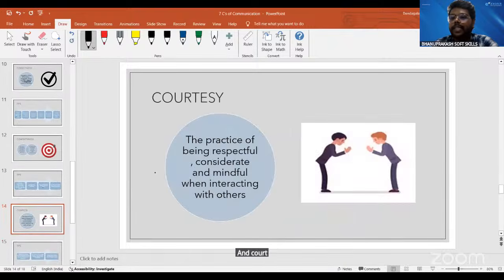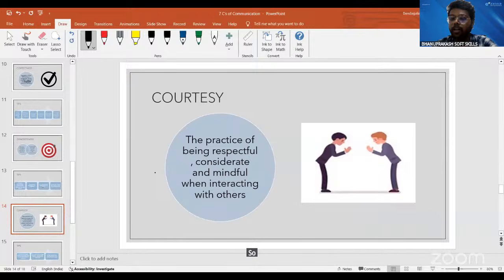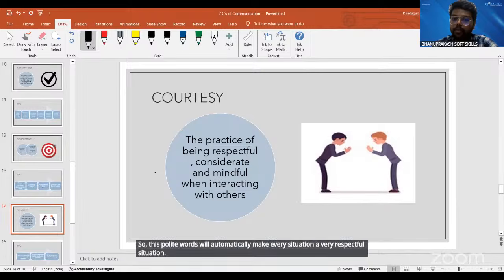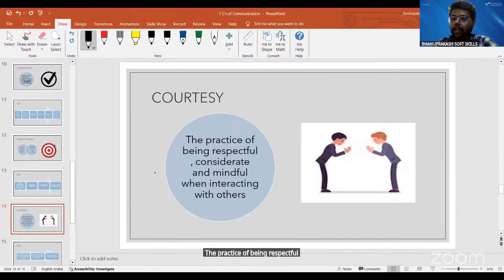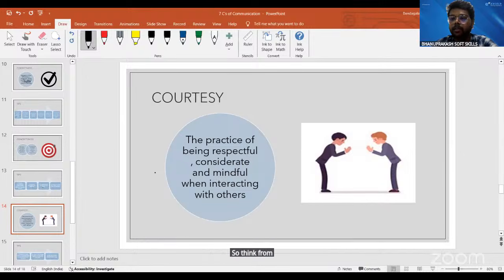And courtesy. Courtesy is nothing but being respectful to each other. This respect is not only shown with behavior, but we have to use polite words here. These polite words will automatically make every situation a very respectful situation. It is the practice of being respectful, considerate and mindful. Consideration means you have to think from their point of view, like having the empathy that I have already spoken to you about. Think from their situation, being in their shoes, and think how they are feeling, what they exactly want. Based on that, you need to use polite words that respect others.